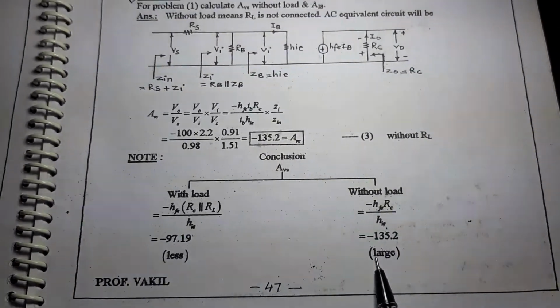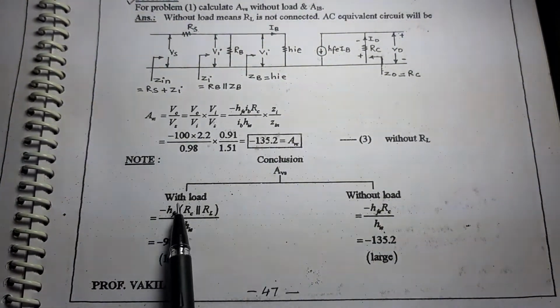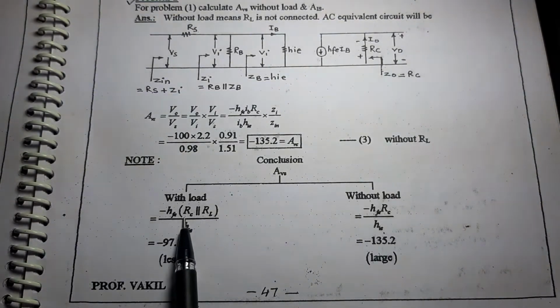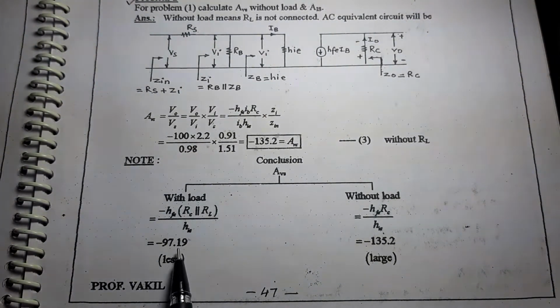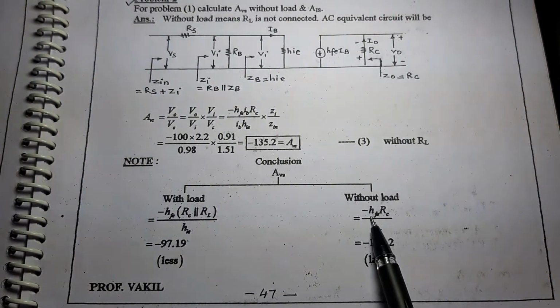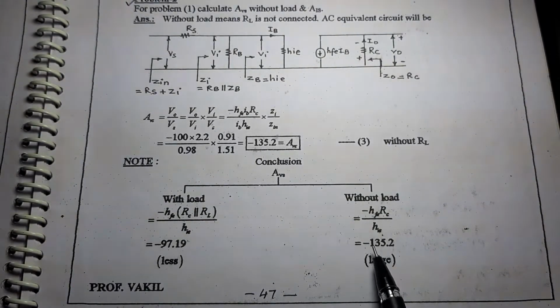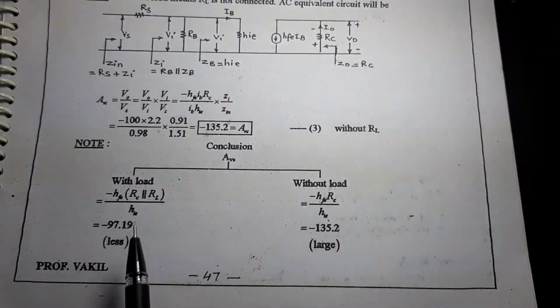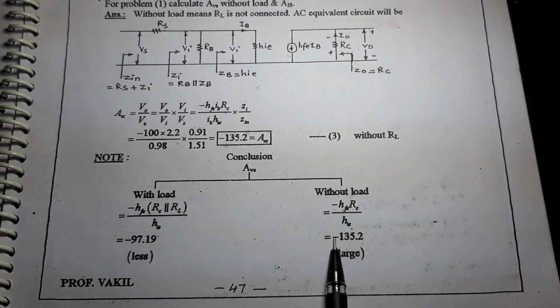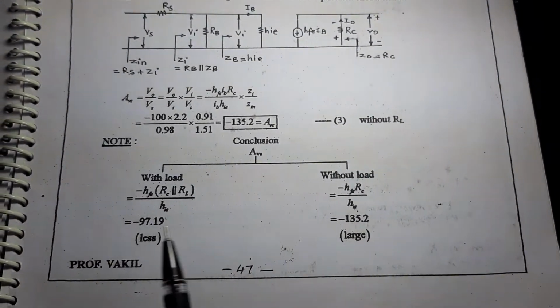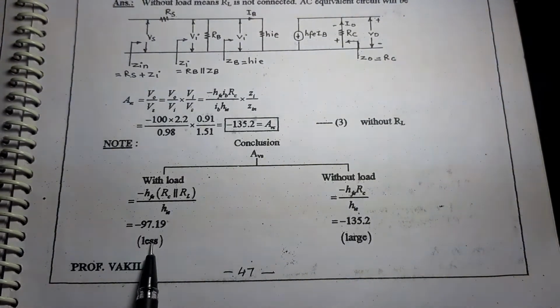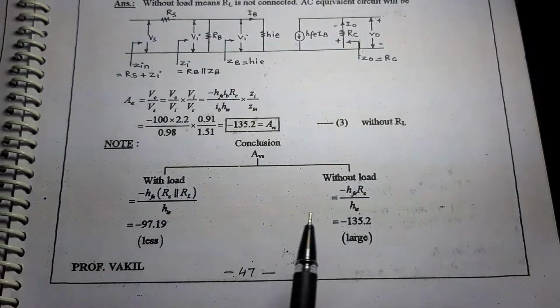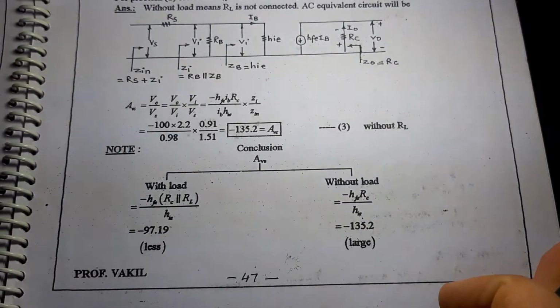So what do we have in conclusion? The conclusion for AVS: with load, it is given by minus HFE into RC parallel RL upon HIE, the value of which was minus 97.19, and without load it is given as minus HFE RC upon HIE, the value of which is minus 135.12. This is particularly large compared to the one with load. This was with load, this was without load. So considering both effects, with load the value of your voltage gain with source is less compared to the one in which there is no load.